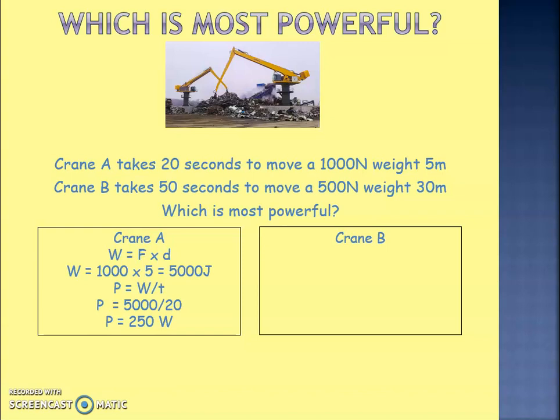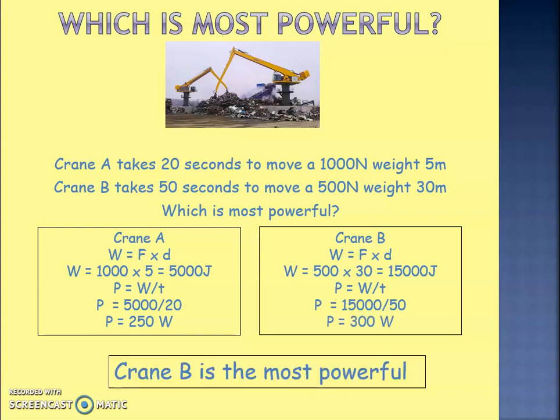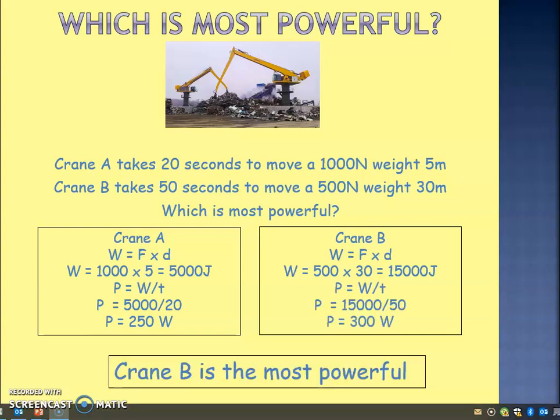Crane B would do the same thing. Work done's force times distance, but the force in this case is 500, distance is 30, that would be 15,000 joules, so much more energy. It takes 50 seconds to do that, so power's work done over time, so that's 15,000 divided by 50 gives me a power of 300 watts. So crane B is the most powerful, it transfers energy quicker.